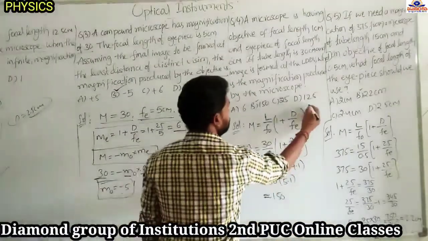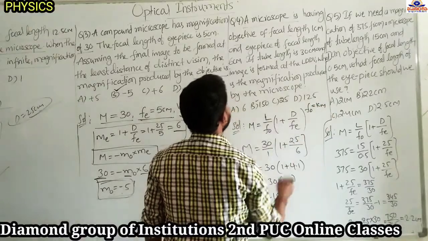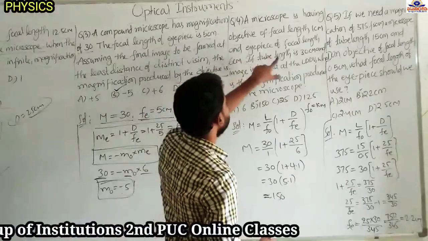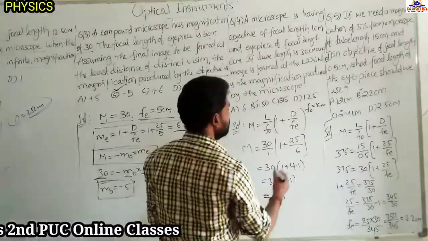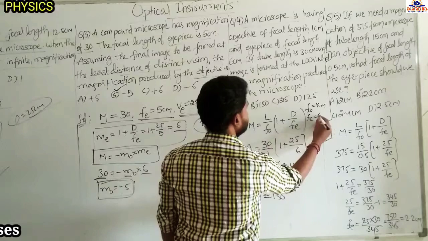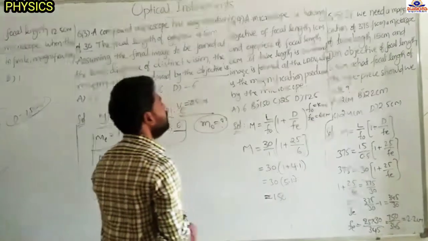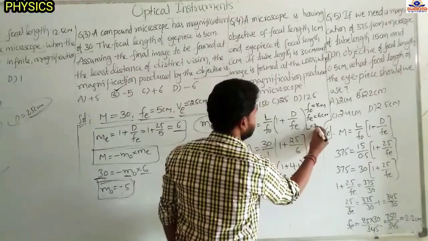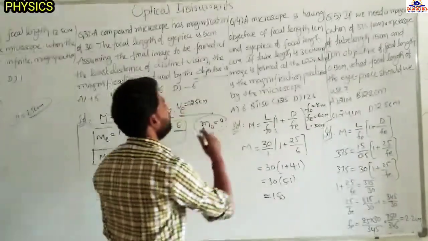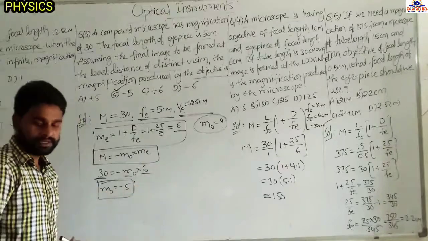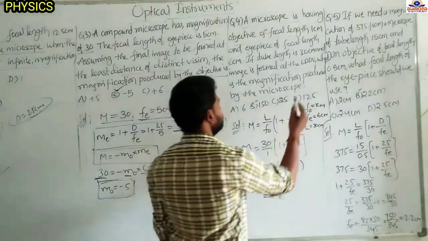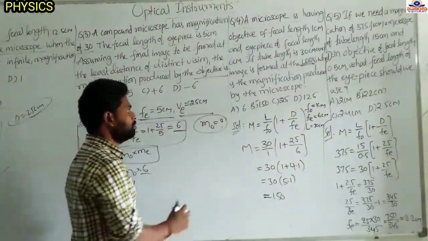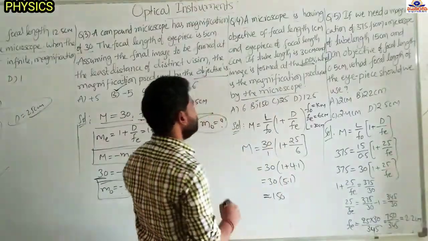And the next question: a microscope is having an objective of focal length 1 centimeter, so f naught equals 1 centimeter, and an eyepiece of focal length 6 centimeters, so F E equals 6 centimeters. If the tube length L is 30 centimeters and the image is formed at the least distance of distinct vision, what is the magnification produced by the microscope?